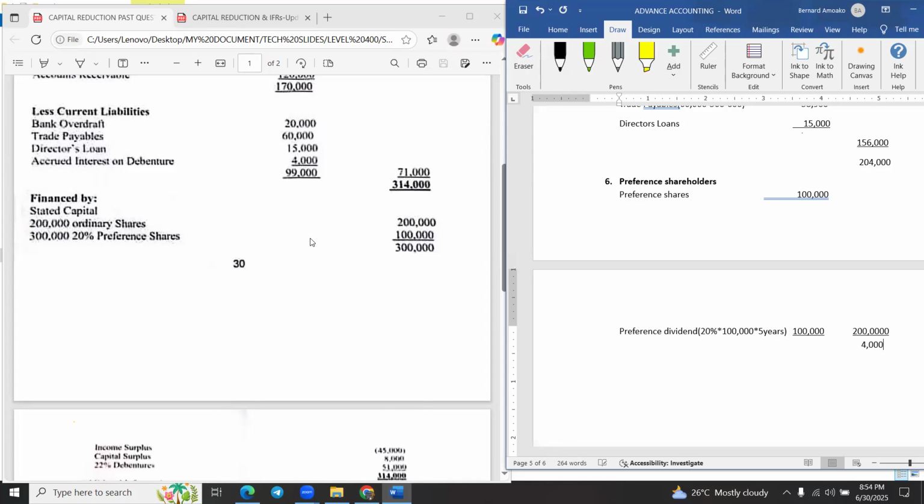Now, how much is the value of the shareholders? The value of the shareholders is 200,000. Now, they have just 4,000 to share. We can't say, let's pay some people their 4,000 and keep the rest outstanding. What you need to do is find how much each person is supposed to take. There are 200,000 shares here, and the value is 200,000, meaning every share was sold for what? 1 cedi.